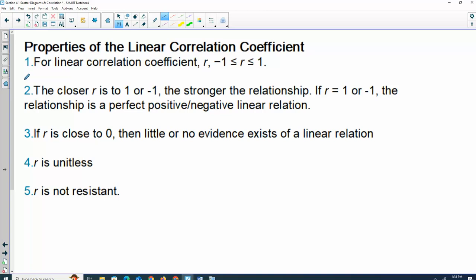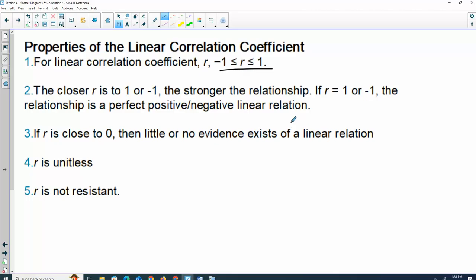But what we need to know from this is that it should always give us a number between negative 1 and 1. If it is really close to 1 or negative 1, that indicates a very strong relationship. A positive 1 would be a perfect line going up. A negative 1, what do you think that means? A line going down. Perfect decreasing line.